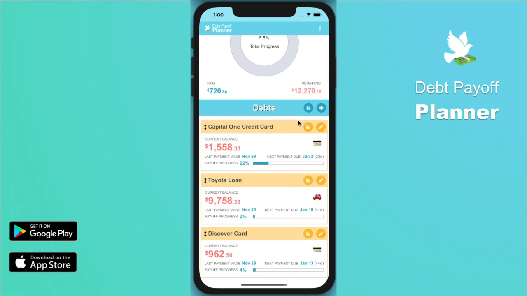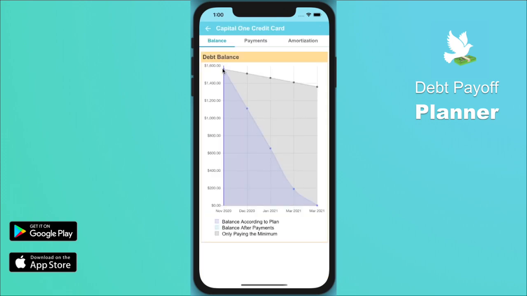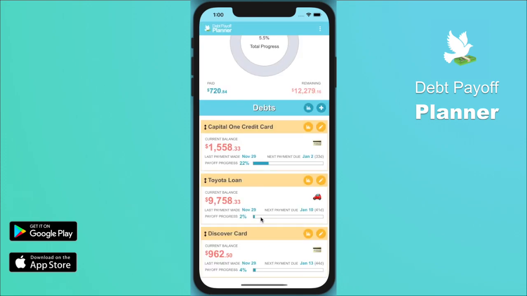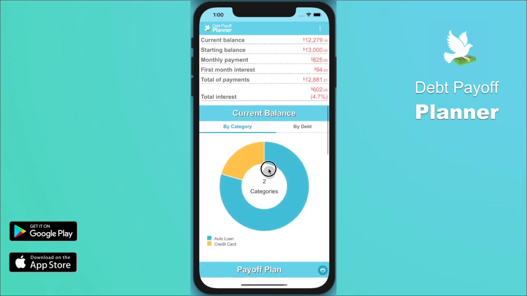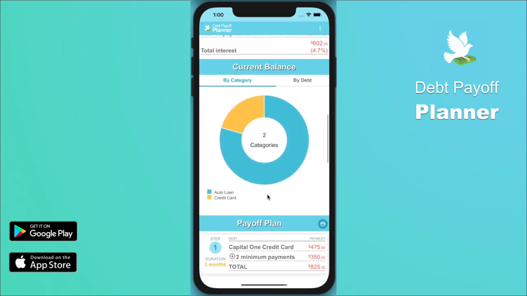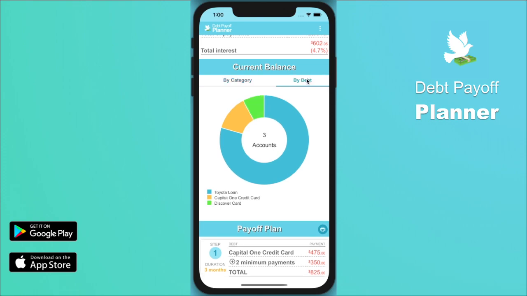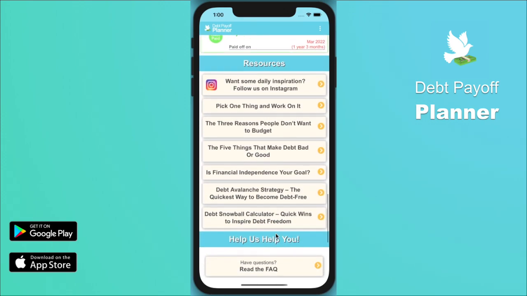Also, you see the same thing for each one of the individual cards. So the Capital One credit card, you're paying this off pretty fast. If you were to only make minimum payments, this is what your balance would be. So those are some of the charts that are available. Additionally, there's some pie charts just showing you the balance of the debt that's remaining to be paid off. And then also down at the bottom, there's some other resources.